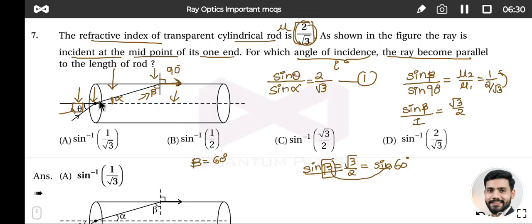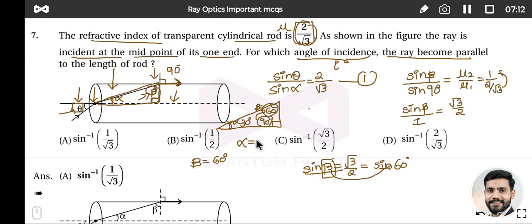Now if you look at this triangle carefully, beta is here. If I draw this line and make the triangle, this is a right angle triangle. In this, we know beta angle is 60 degree, here alpha is there, and this is 90 degree. If you apply the angle sum property, we know the total angle in the triangle is 180 degree. So this is 90, this is 60, so 90 plus 60 is 150. So the remaining angle is 30 degree, because the total must be 180. So alpha value is 30 degree.